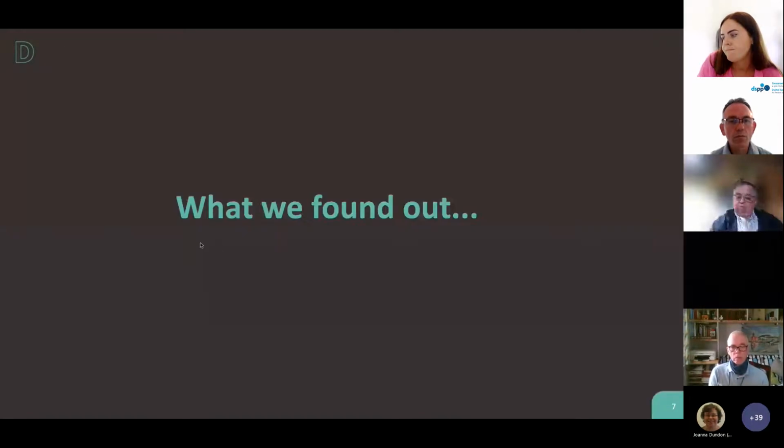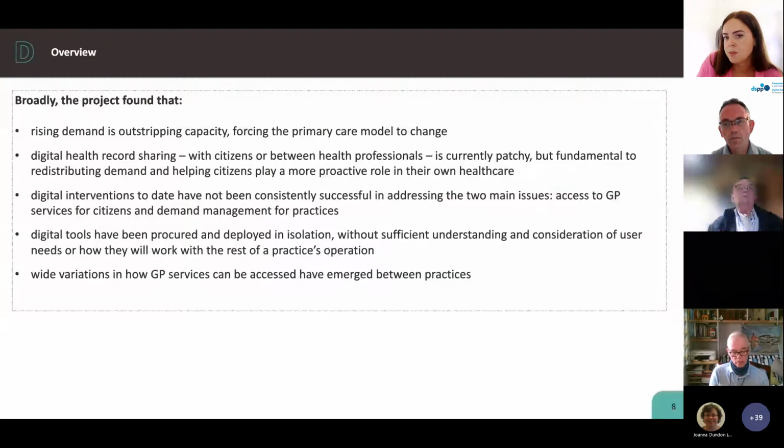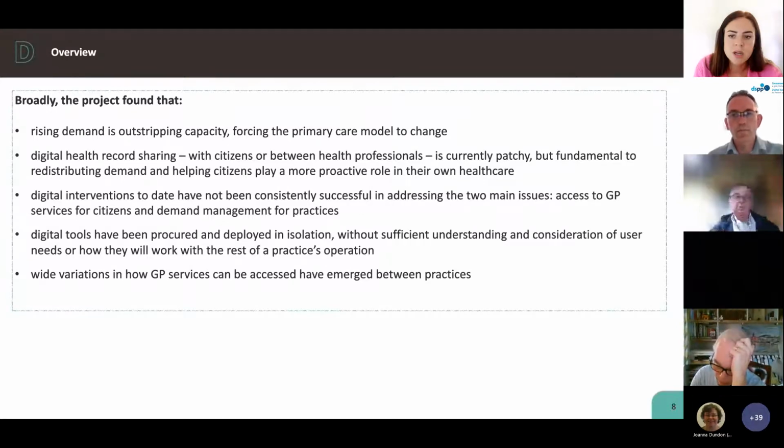So what did we find out then? To give you a bit of a flavour firstly, I'm just going to run down the bullet points on the slide. Rising demand is outstripping capacity, which is forcing the primary care model to change. This is not something new that the project found, but instead validated everyone's thinking, which is just as important really. There's too much demand in general practice and primary care, again, something we already know.